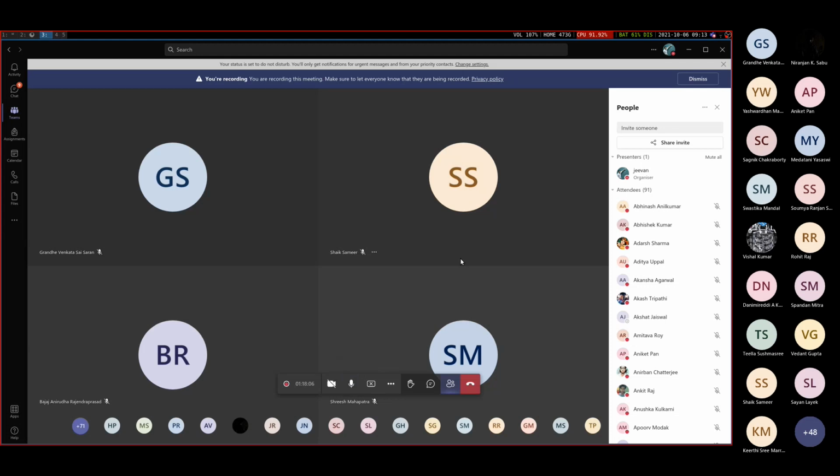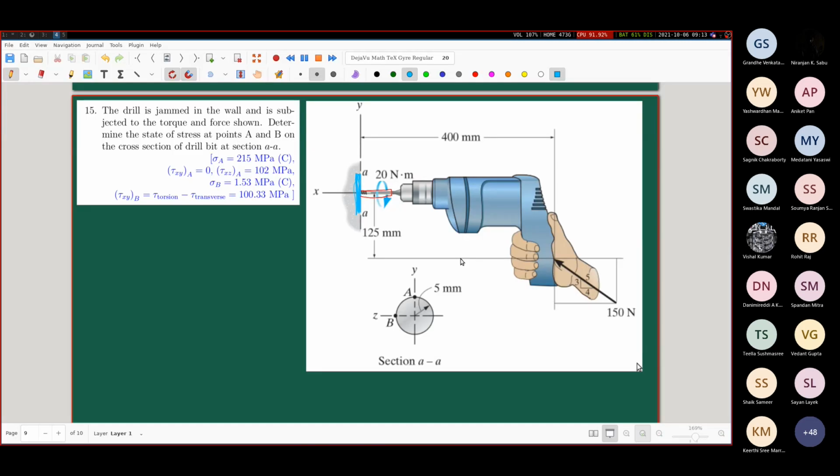All right, so we resume our discussions now. So have you thought about it? What kind of stresses, which loading will create what kind of stresses? Any ideas? First of all, think about the easiest kind of stress, the normal stress, which will be generated in this x direction. What will it be due to?